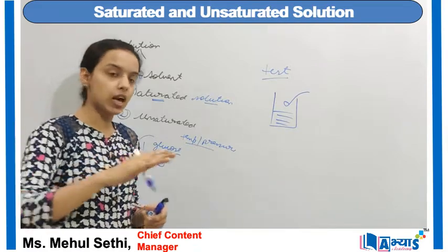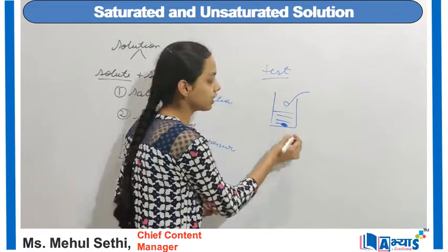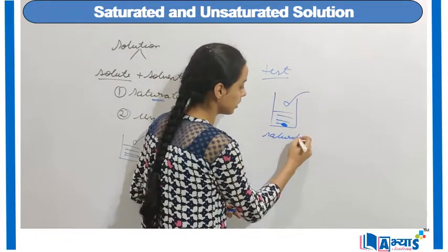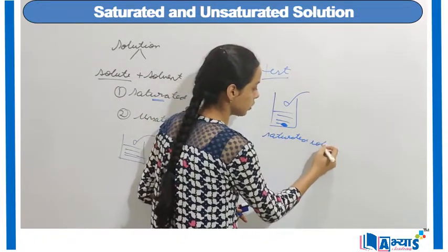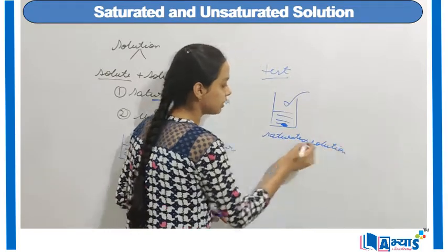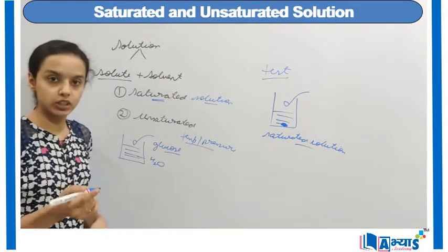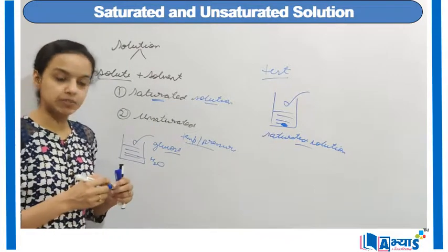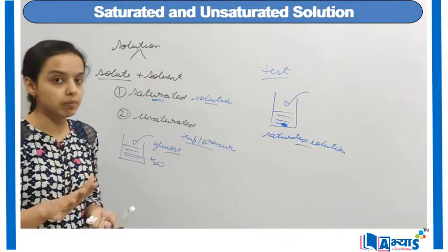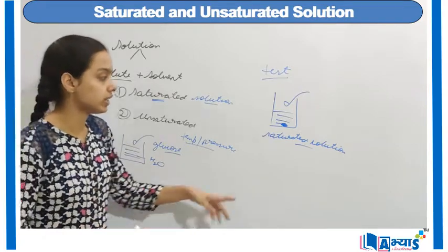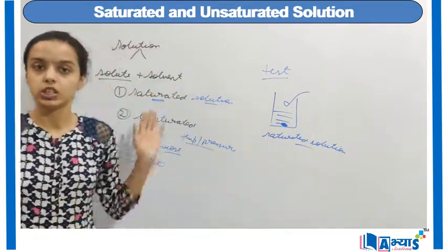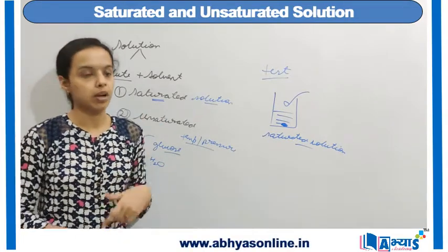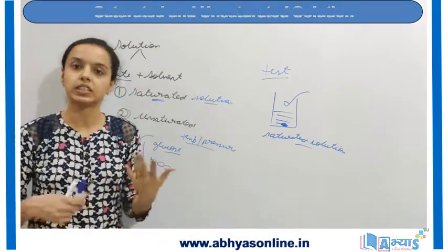But if a stage comes in which the solute starts to settle at the bottom, that means it has now become a saturated solution. So if more solute can be added without changing the temperature or pressure, it is known as an unsaturated type of mixture. And if the maximum capacity has been obtained at the same temperature and pressure, it is referred to as a saturated type of solution. This was the concept on the types of solution based upon the amount of solute present in that solution.